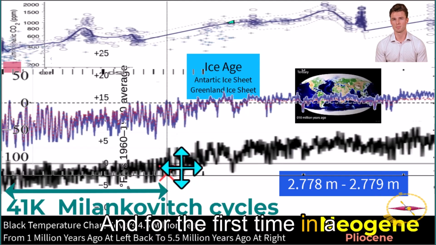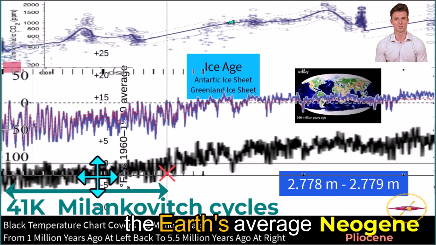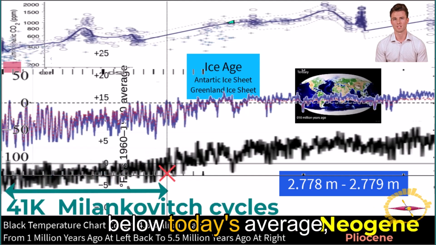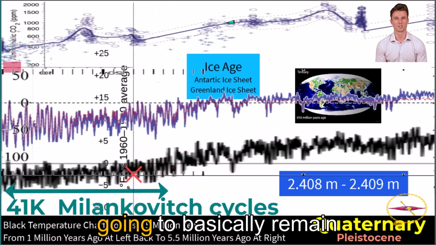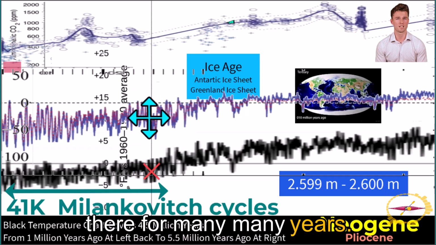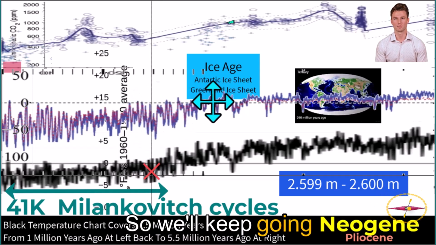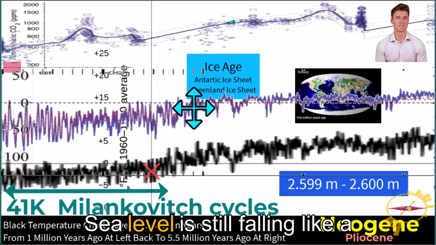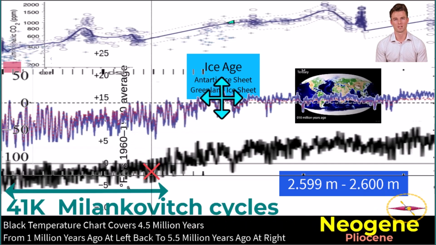And for the first time in a long time, you can see that the Earth's average temperature has fallen below today's average, and you can see it's going to basically remain there for many, many years. So we'll keep going forward. Sea level is still falling like a brick.